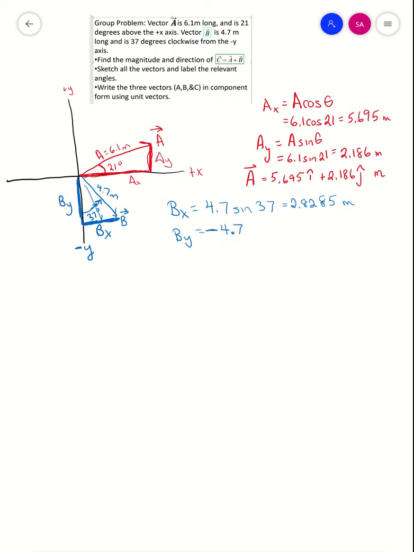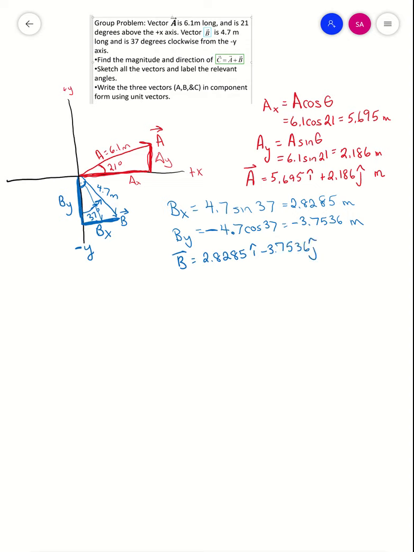B. Now if I know one is sine, the other one's going to be cosine, but let's just look at it. So BY is touching the angle, touching that 37 degree angle, so it's adjacent. So that's cosine. And so that's minus 3.7536 meters. So I can go ahead and write that vector B in component form as BX i hat, so 2.8285 i hat minus 3.7536 j hat.